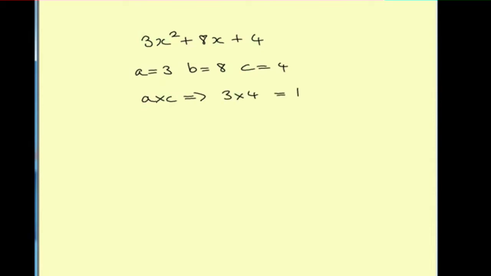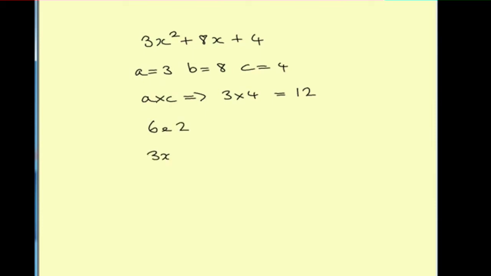Okay, so it's time for another example then. So let's look at 3x squared plus 8x plus 4. A is equal to 3, B is equal to 8, and C is equal to 4. So we need to do A times C, which is 3 times by 4, to give 12. So we need to find two numbers that multiply together to get 12 and add together to get 8. So the two numbers we need are 6 and 2.